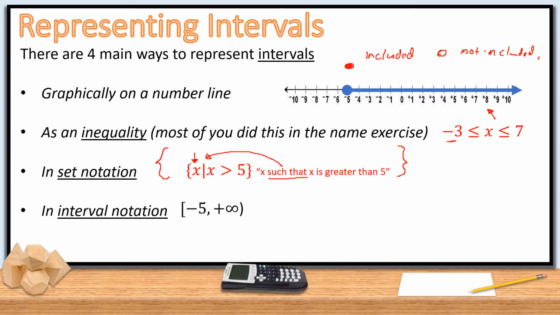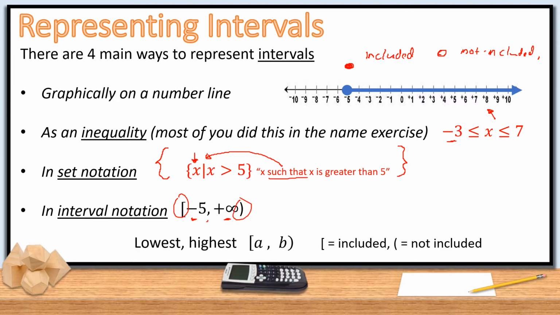And all you're going to have is the lowest value, the highest value, a comma in between them, and then you've got to figure out which type of parenthesis you're going to use. So in this case, lowest value, highest value, figure out your parentheses. A square bracket means that the number is included in the answer. A round bracket means it is not.